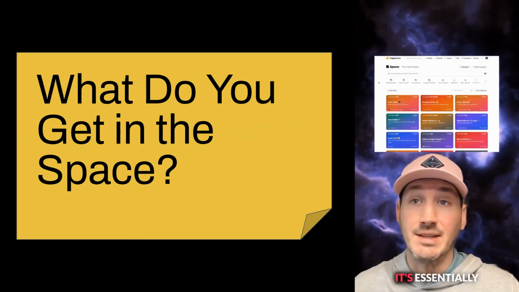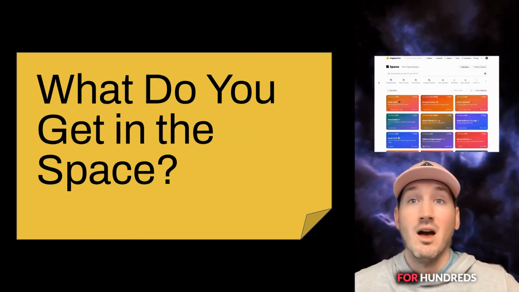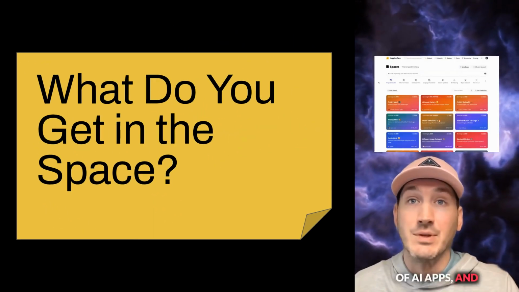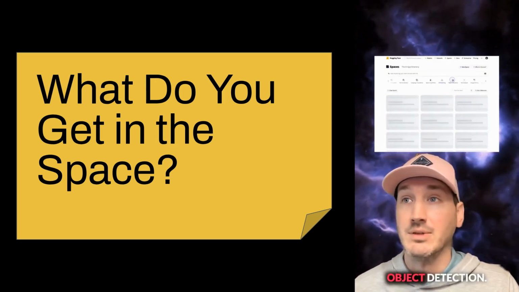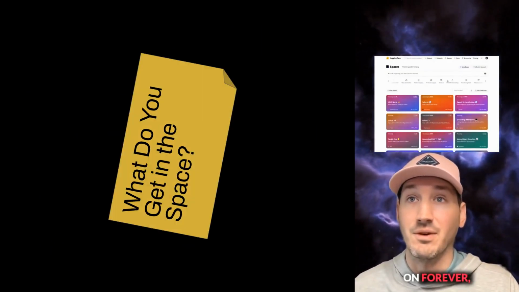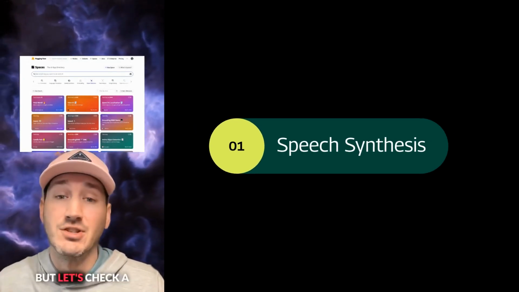So once you get into Spaces, it's essentially a directory for hundreds of thousands of AI apps, and there's tons of categories here, from image generation, video generation, 3D modeling, object detection. I mean, literally the list goes on forever. Or you can just ask AI up here, but let's check a few of them out.